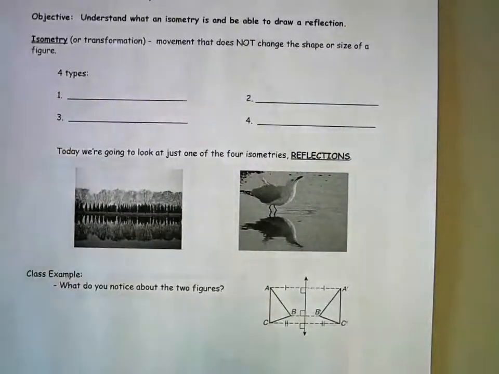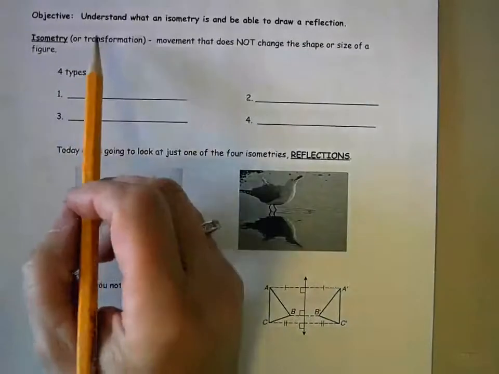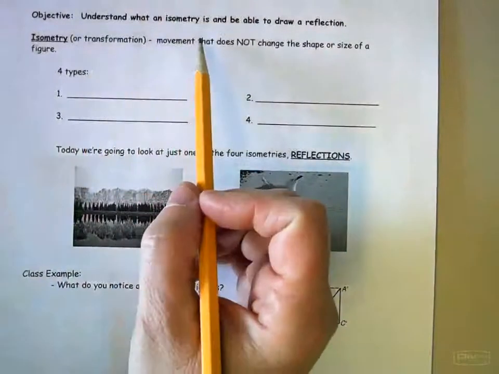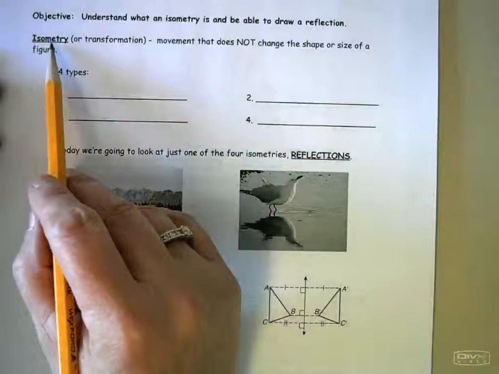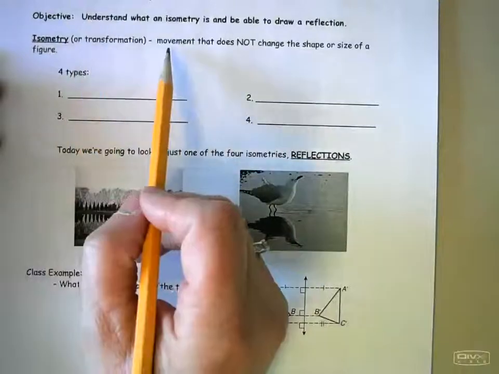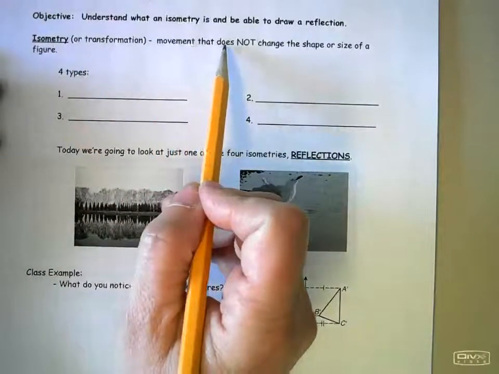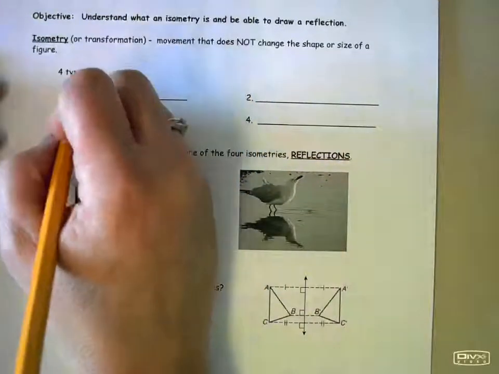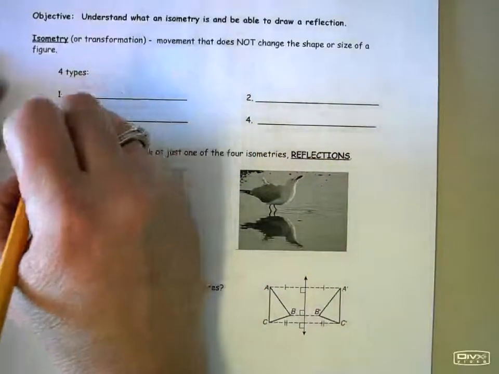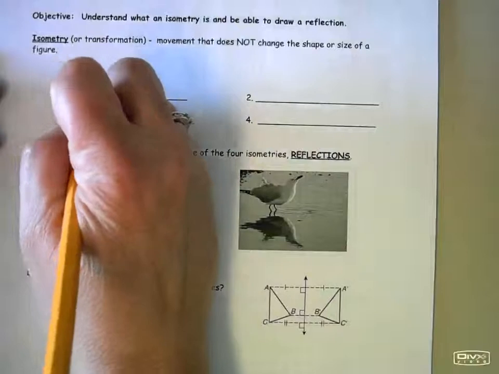Chapter 12, Section 1 is reflections. Our objective is to understand what an isometry is and be able to draw a reflection. An isometry, or a transformation, is a movement that does not change the shape or size of a figure. And we have four. We're going to start out with reflections.